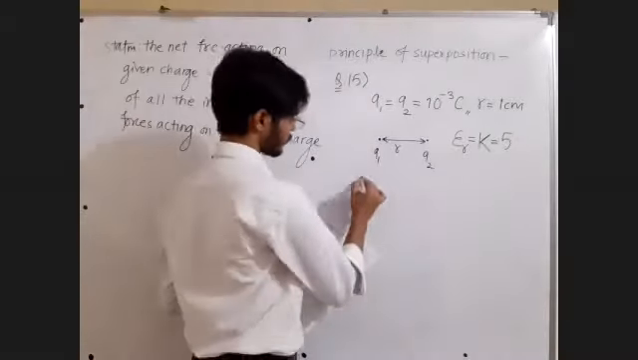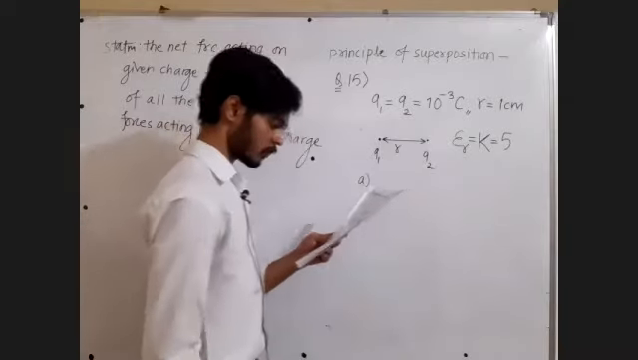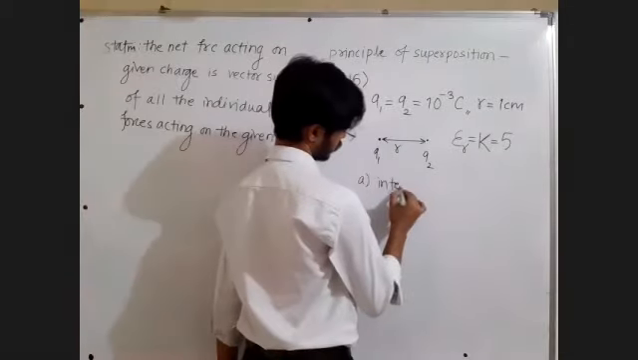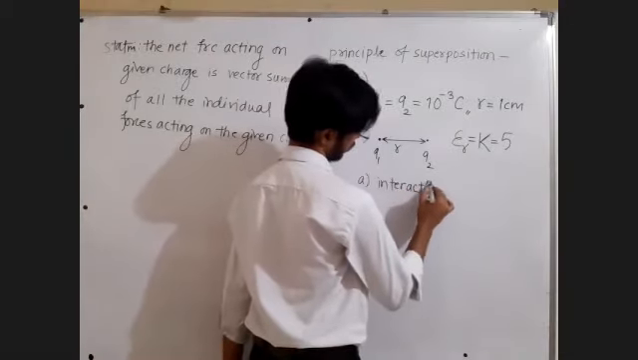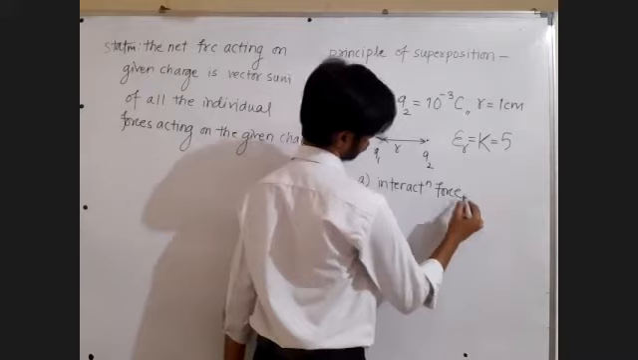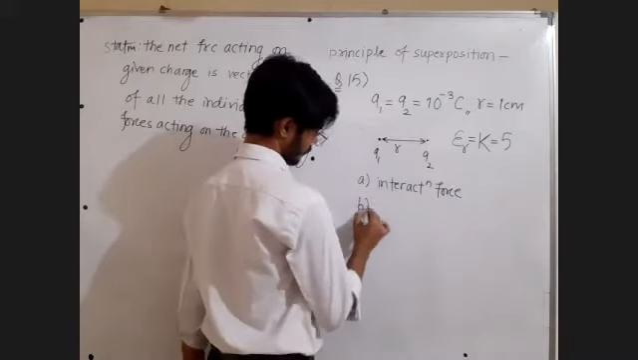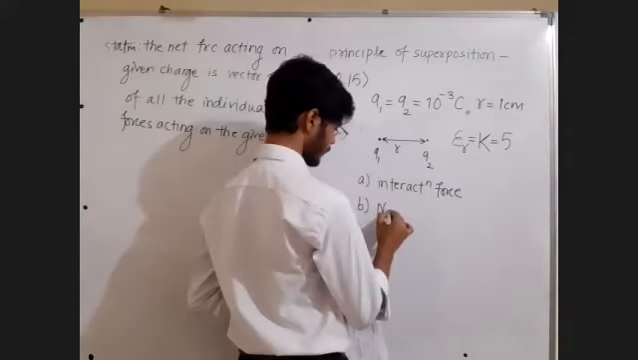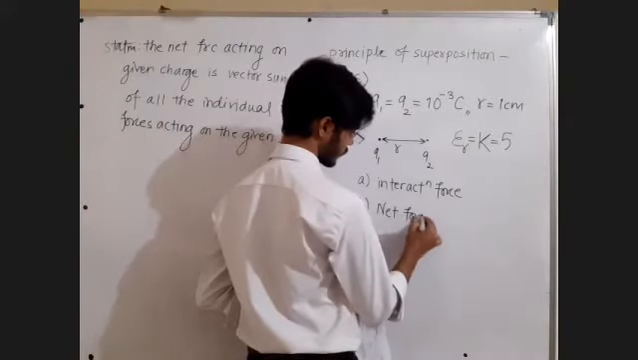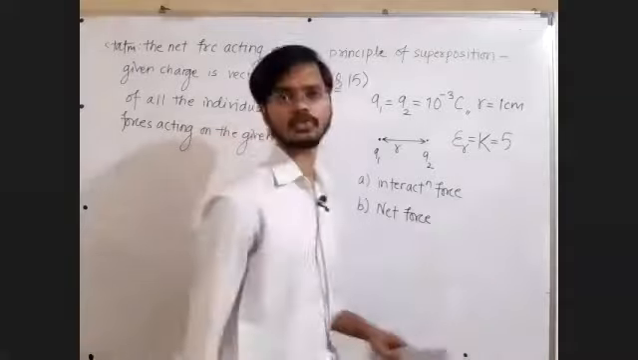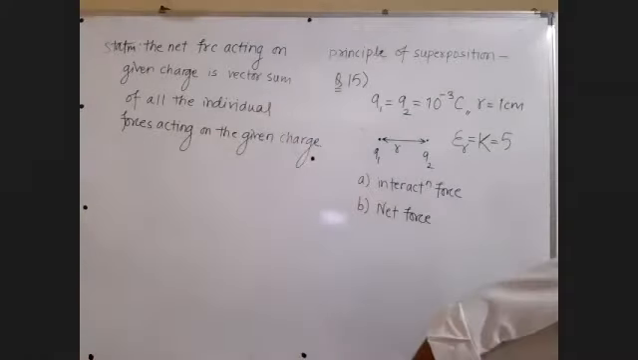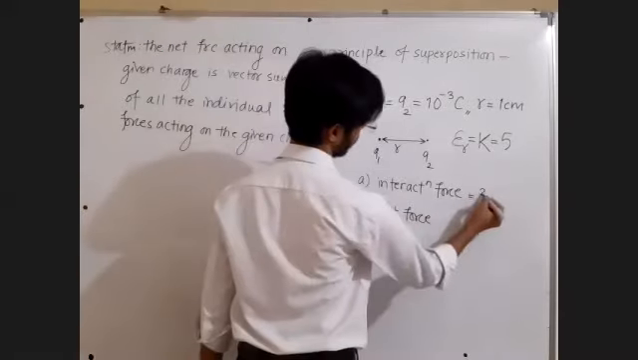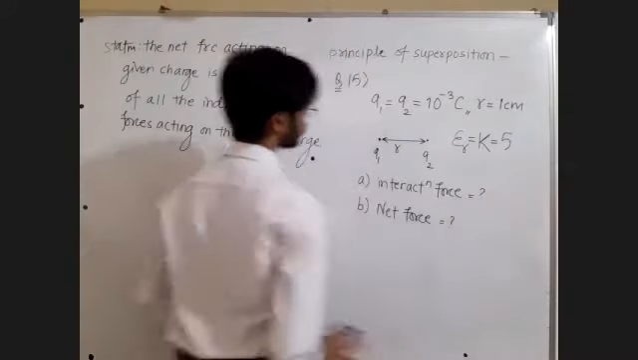Bit number A: the interaction force between the charges. Bit number B: net force. Okay, interaction force and net force, these are two different things. Let us try to understand one by one. Okay, these are the bits, bit number A and bit number B.